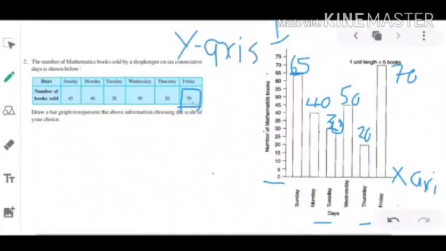Now children, look at the graph and tell me on which day the least number of books were sold. Yes, on Thursday the least number were sold. I hope all of you are now clear about the concept of bar graphs.